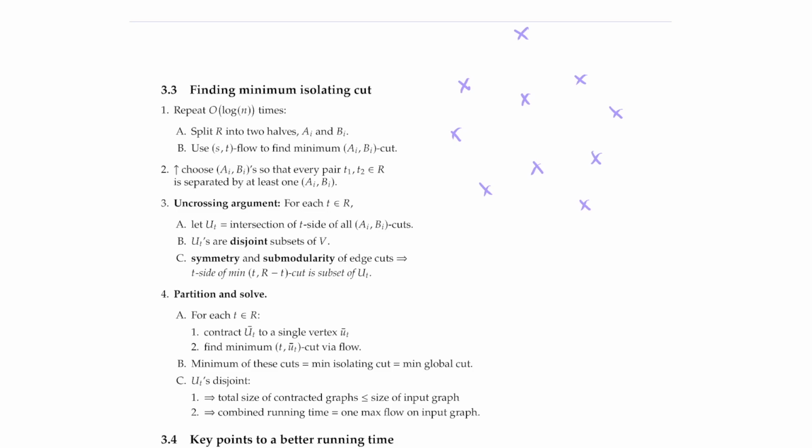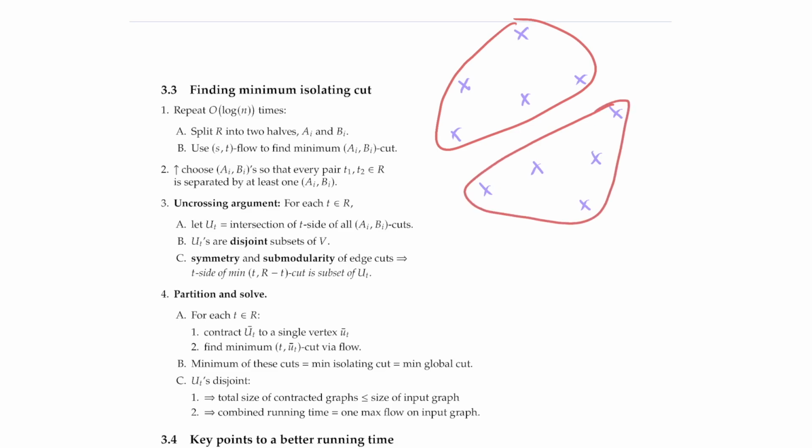So one idea is to repeatedly split this set of terminals, this sampled set, into two halves. Okay, and then find the minimum cut between them. So you make some super source and a super sink, and you compute the minimum s-t flow. Okay. So that gives you one cut somewhere in between.